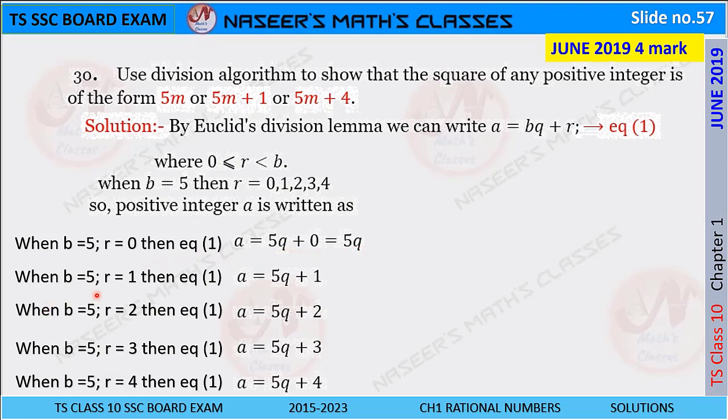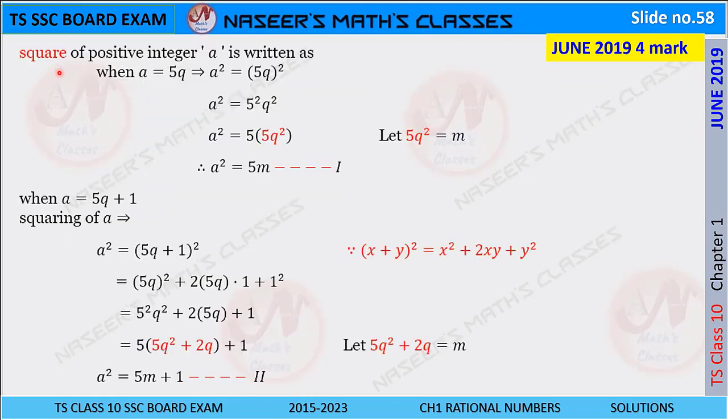And when b = 5 and r = 1, then equation 1 is written as a = 5q + 1. And when b = 5 and r = 2, then equation 1 implies a = 5q + 2. Similarly, when b = 5 and r = 3, then equation 1 implies a = 5q + 3. And when b = 5 and r = 4, then equation 1 implies a = 5q + 4.